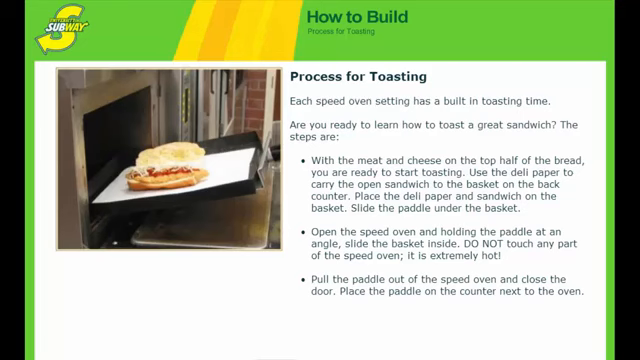Are you ready to learn how to toast a great sandwich? The steps are: with the meat and cheese on the top half of the bread, you are ready to start toasting. Use the deli paper to carry the open sandwich to the basket on the back counter. Place the deli paper and sandwich on the basket. Slide the paddle under the basket. Open the speed oven and, holding the paddle at an angle, slide the basket inside.